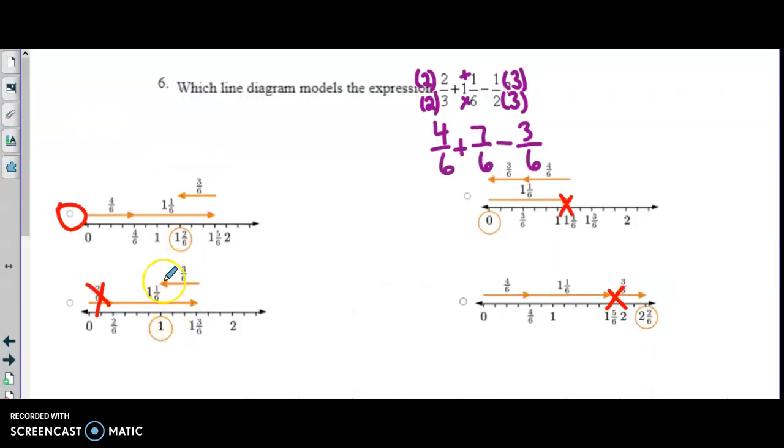Look back at our answer choices. This one ends at 1, that doesn't work. This one ends at 2 1/3, that doesn't work. This one ends at 0. This one right here is the only one that ends at 1 1/3 or 1 2/6. Those are the same thing. So that's another way that you could think about it.